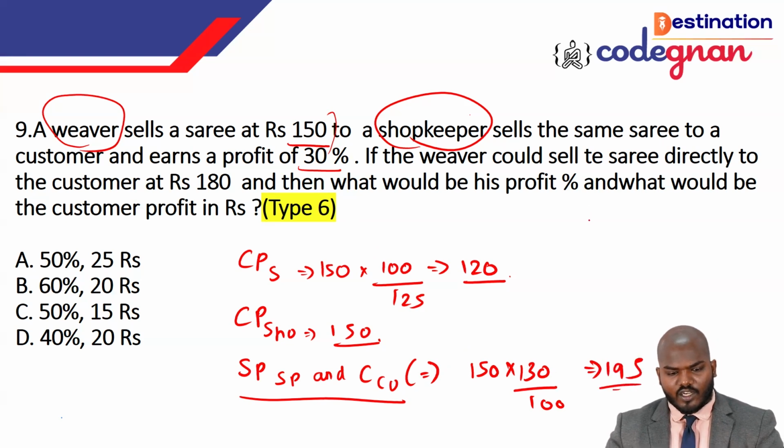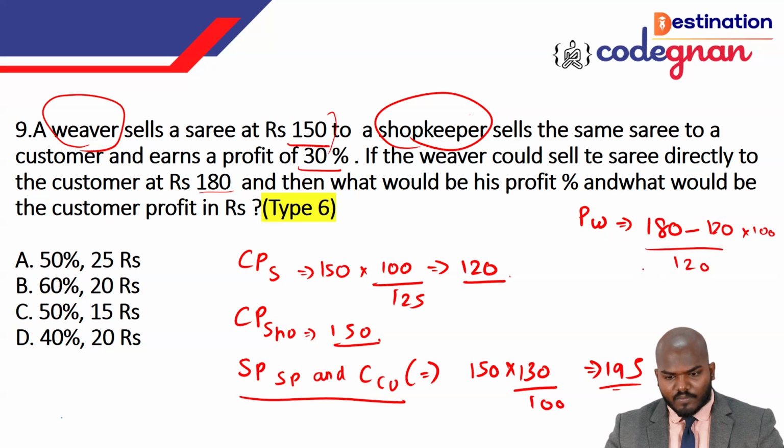Now you just want to find out the profit percentage for the weaver. So now you just want to use the final price at which it is getting sold. What is the final price? The weaver should sell directly to the customer for 180 rupees. So 180 is the selling price, and he bought the raw material for 120. If you work out the profit, 60 by 120 times 100, that will give you the answer 50%.